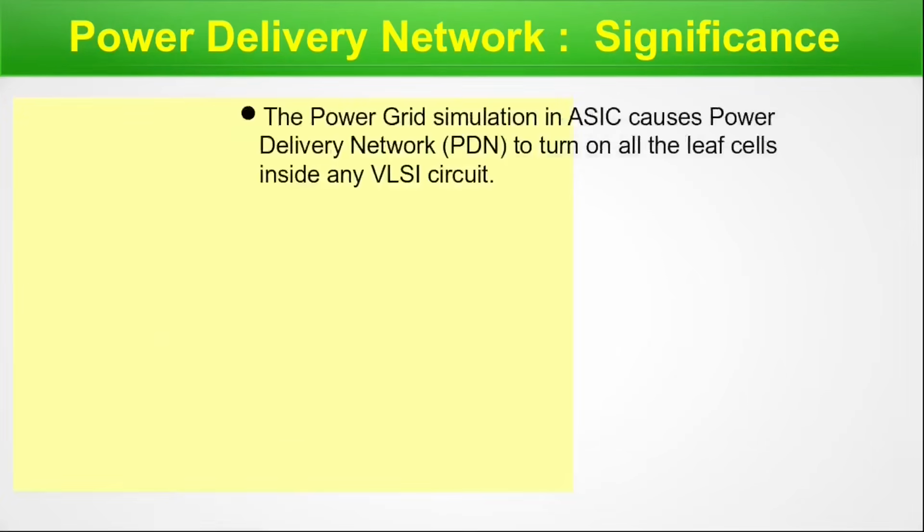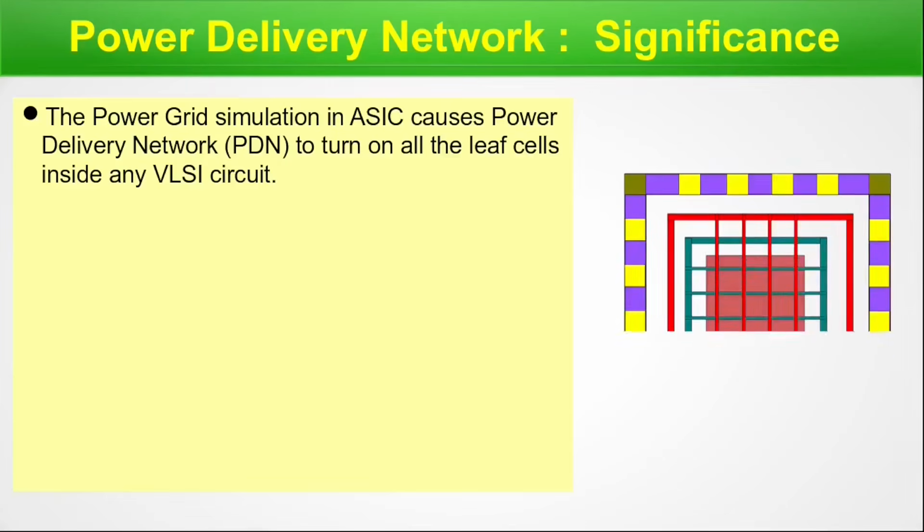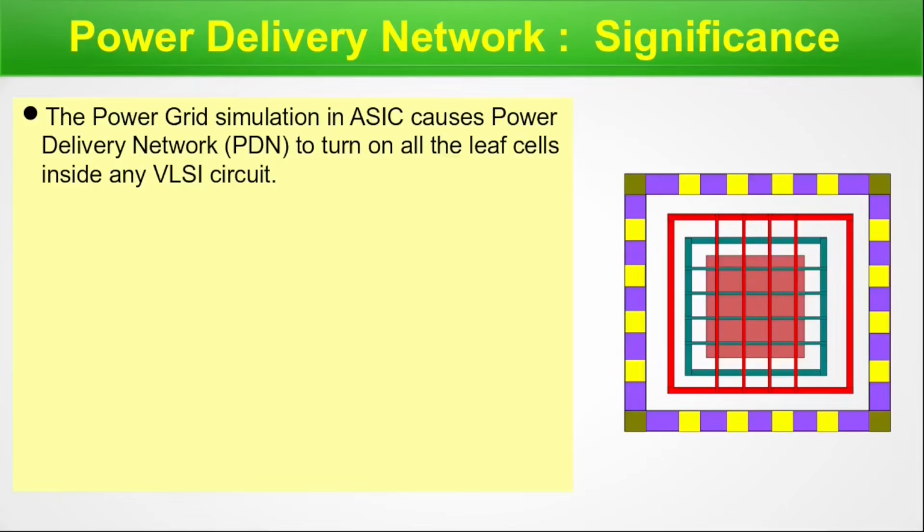Power delivery network. The power grid simulation in ASIC causes the power delivery network, abbreviated as PDN, to turn on all the leaf cells inside any VLSI circuit. Here is a short and sweet diagram of the power delivery network, which is easy to understand. Now, let me point out the parts and components of this power delivery network.